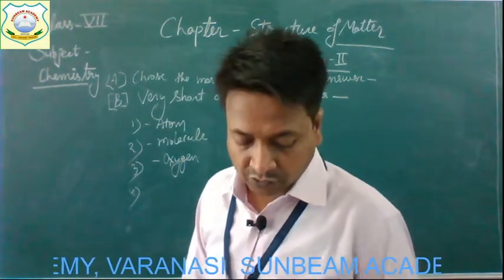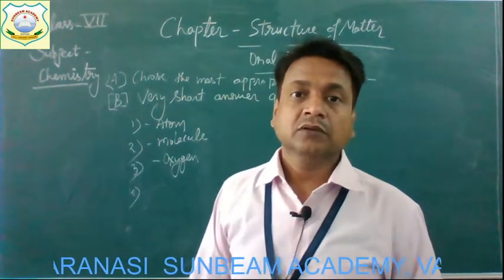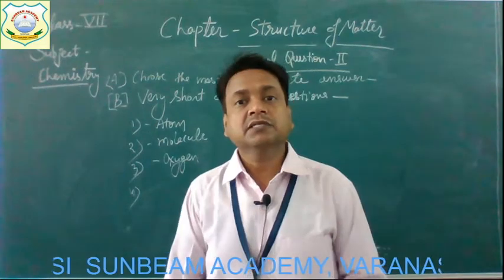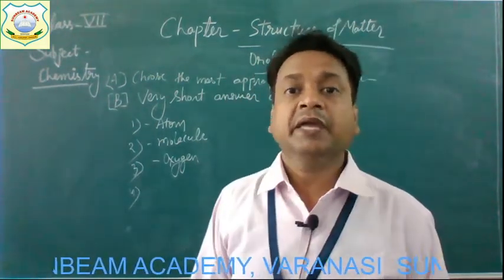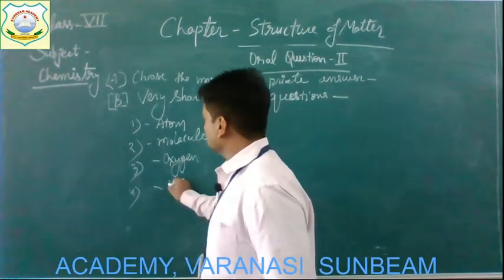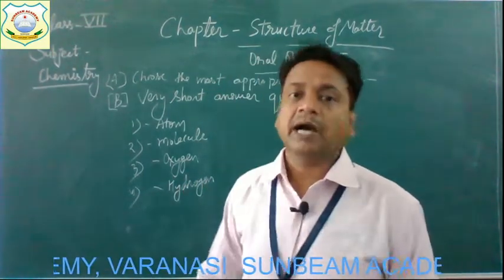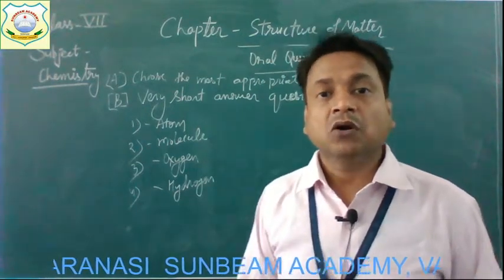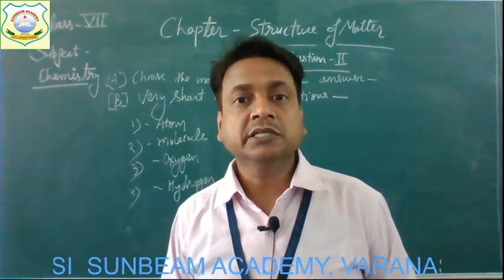Now question number 4, name an element whose atoms occur in pairs. As they do not exist independently, they are always combined with other atoms and remain in pairs, meaning two atoms get combined together. So you can write hydrogen here. Oxygen will also be a correct answer. Nitrogen you can write. So hydrogen, nitrogen, oxygen are the elements that exist in pairs.